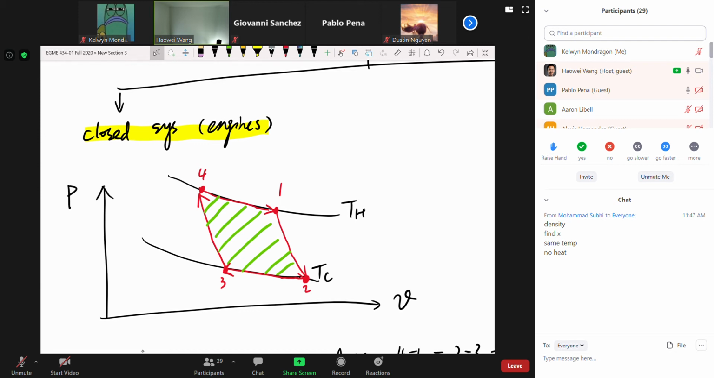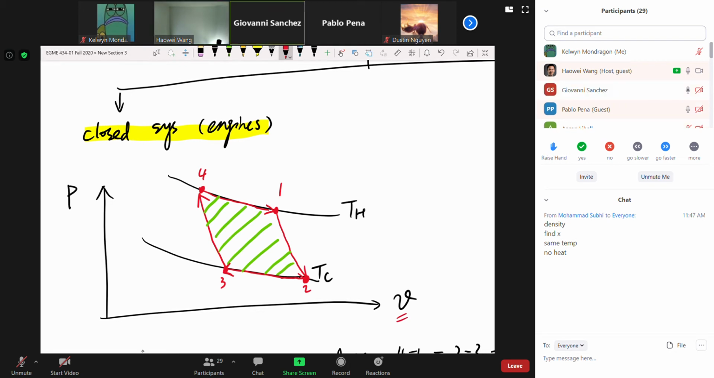4 to 1. Remember what is 4 to 1? Isothermal expansion. Isothermal means temperature is the same. So 4 to 1 must remain on the same temperature line, the TH line. And then it is an expansion process. So what's going to happen to my x coordinate? Nu.